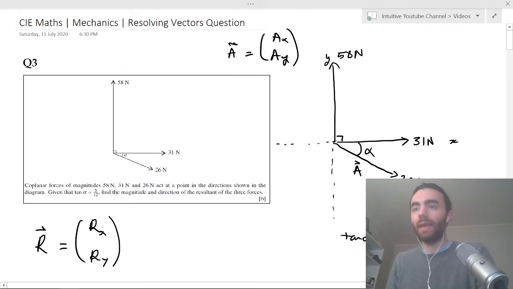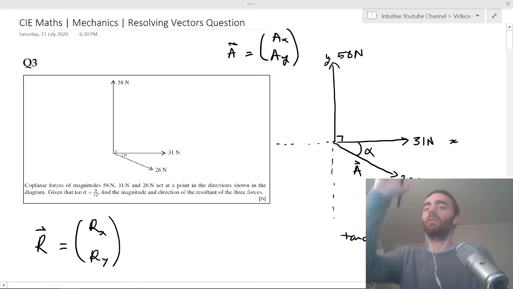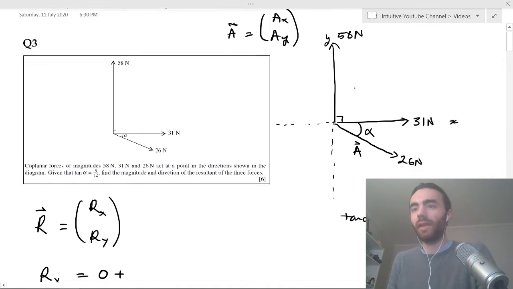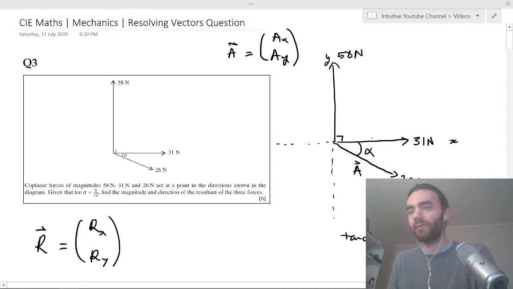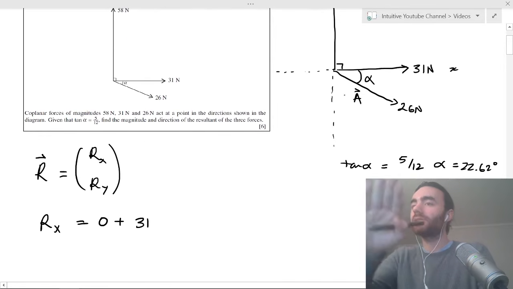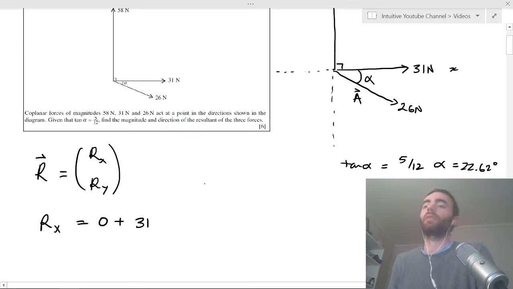So what is that? Well, the x component of this vector here acting straight up is 0 because it's acting completely in the y direction. So we can say this is 0 plus the x component of this second vector here is 31 because it has no y component and it's all acting in the x direction. You can see this here. So it's plus 31, in the positive x direction.